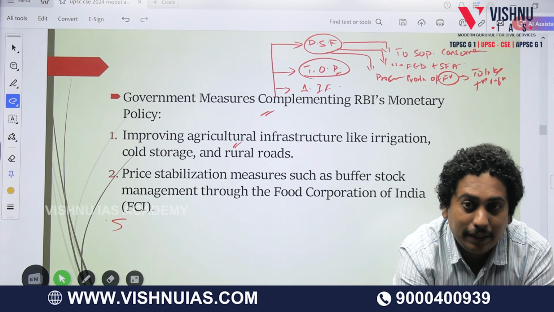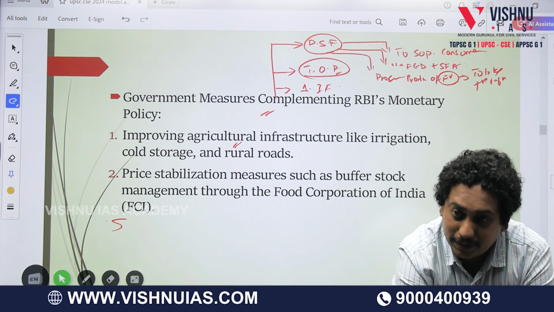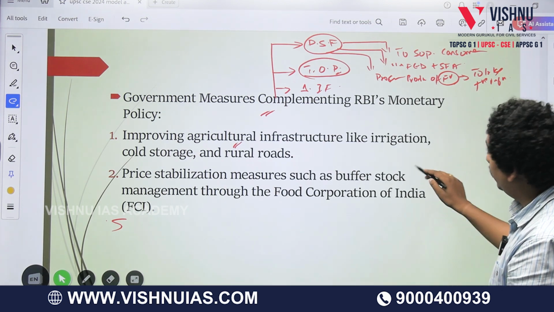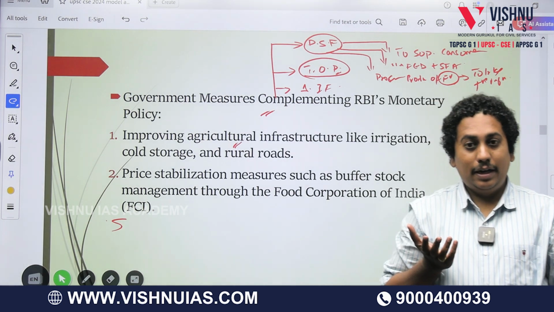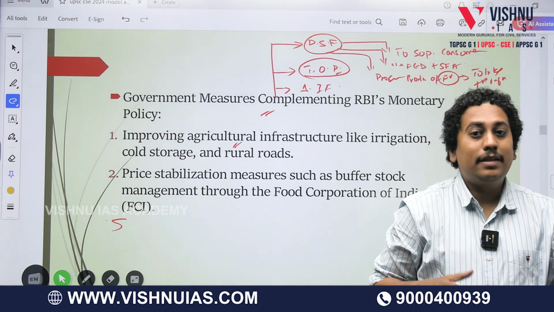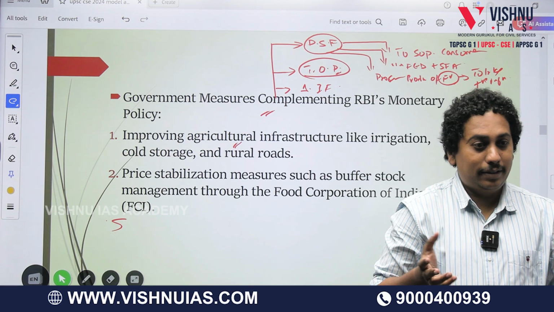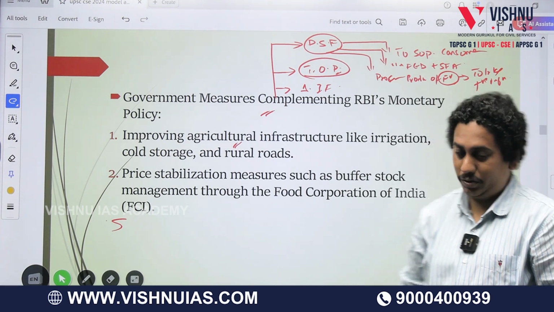But this shall definitely lead to the promotion of investments. Yes or no? Inflation will what happen? Investments will increase, employment opportunities will increase, savings will also increase. With that, the reinvestment shall also boost.